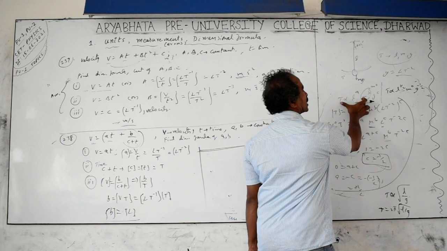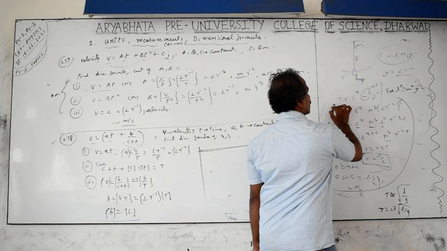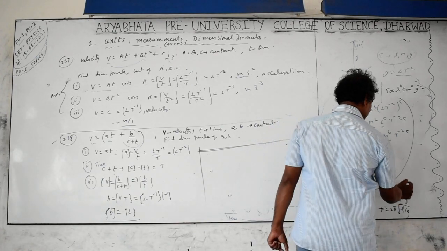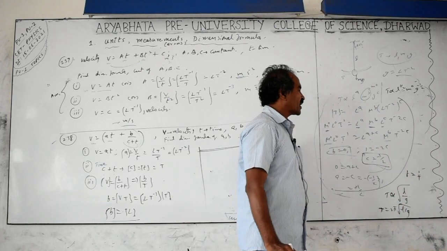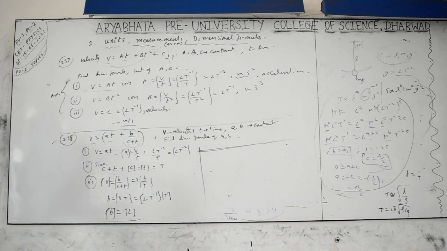This is how you have to proceed. First you take the proportional relationship, with the proportionality constant having no dimensions, and write the dimension formula on the left and right side and compare the powers, so you get the required values. Frequency, if they ask, is 1 by time period. So the frequency dimension formula is T minus 1.